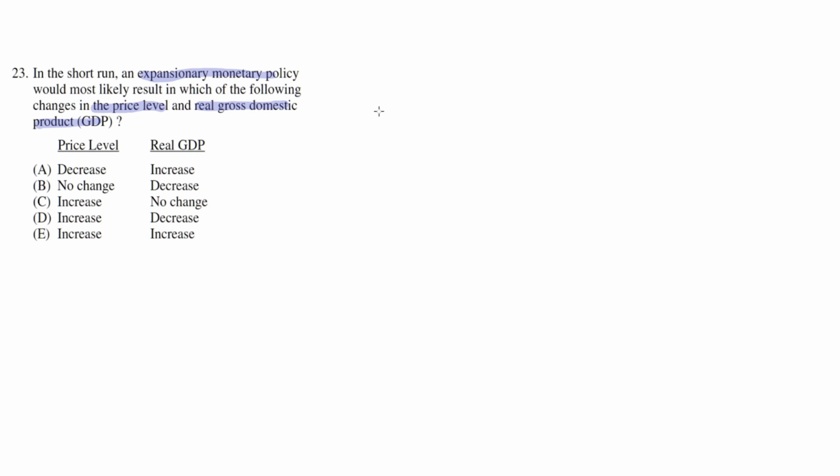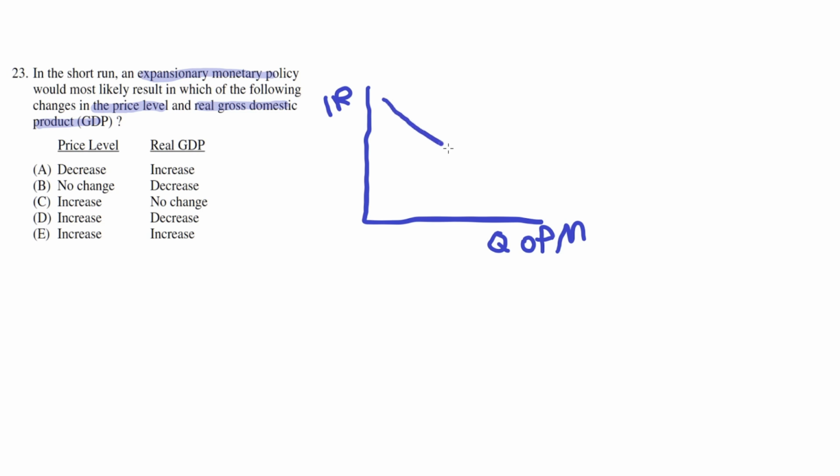So to answer this question, we need to refer to two graphs. The first is the money market curve. In this curve, the x-axis represents the quantity of money, or Q of M, and the y-axis represents the interest rate. The curve looks like the following, where there's a downward sloping demand for money curve, and then there's a vertical line representing the supply of money.